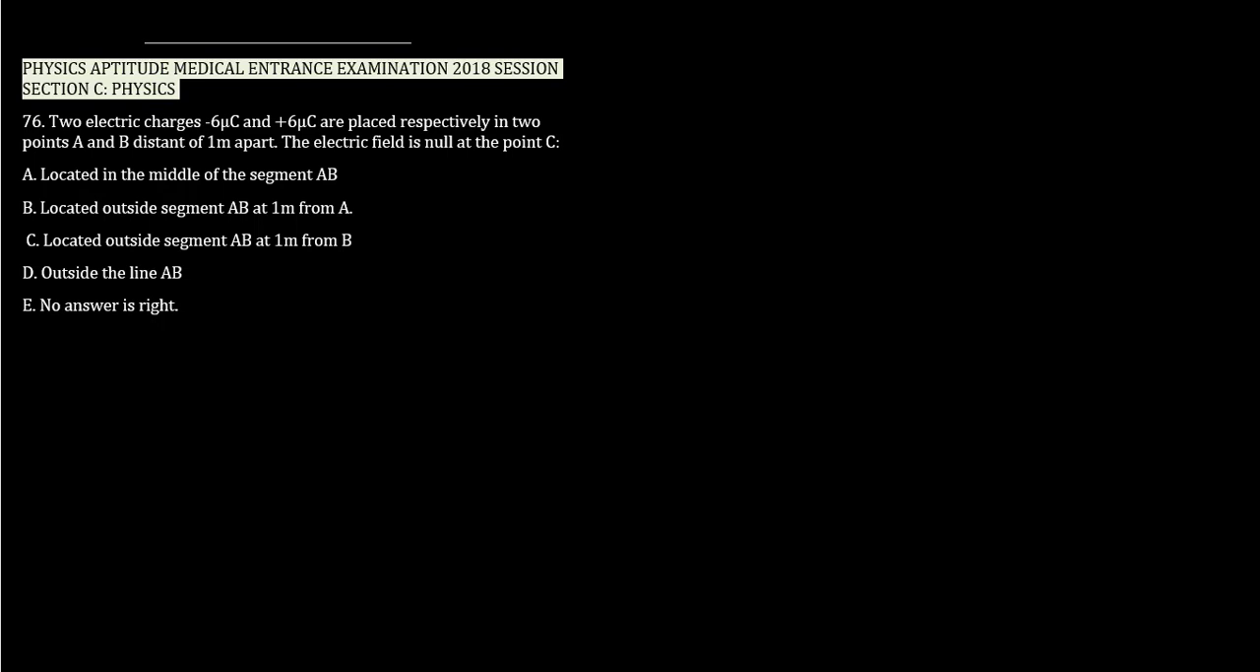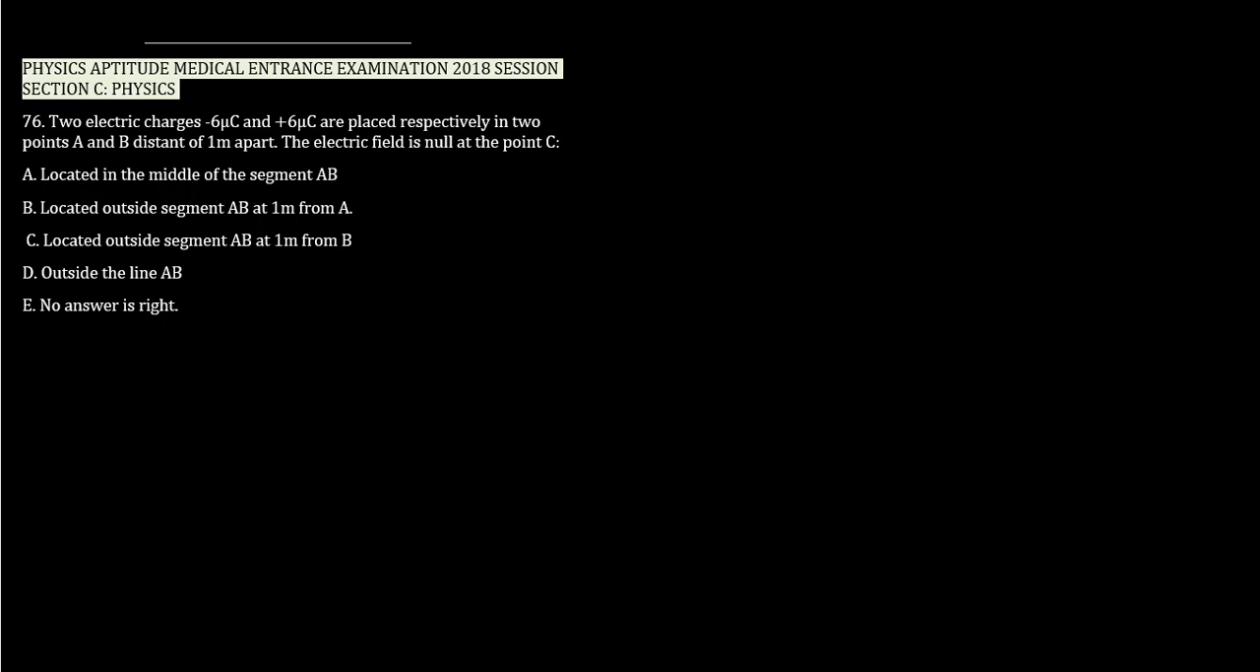It reads, two electric charges -6 microcoulomb and +6 microcoulomb are placed respectively at 2 points A and B, distant 1 meter apart. The electric field is null at point C. A, located in the middle of the segment AB. B, located outside segment AB at 1 meter from A. C, located outside segment AB at 1 meter from B. D, outside the line AB. E, no answer is right.